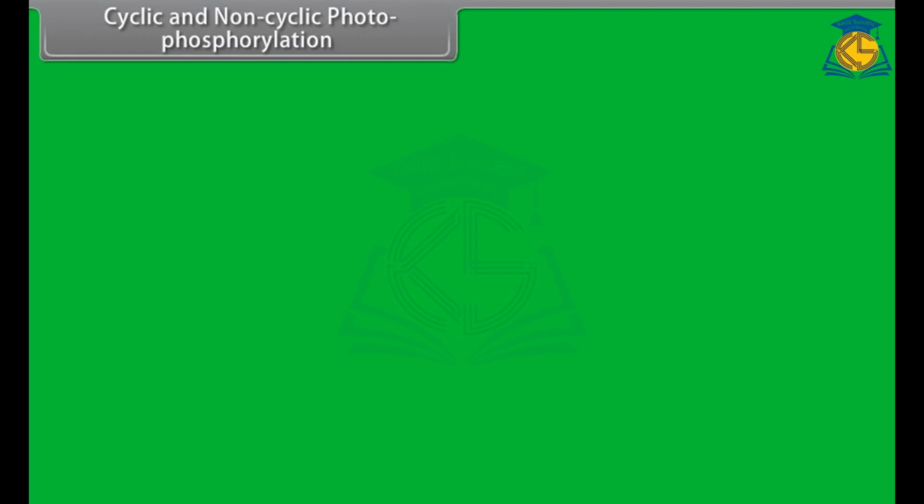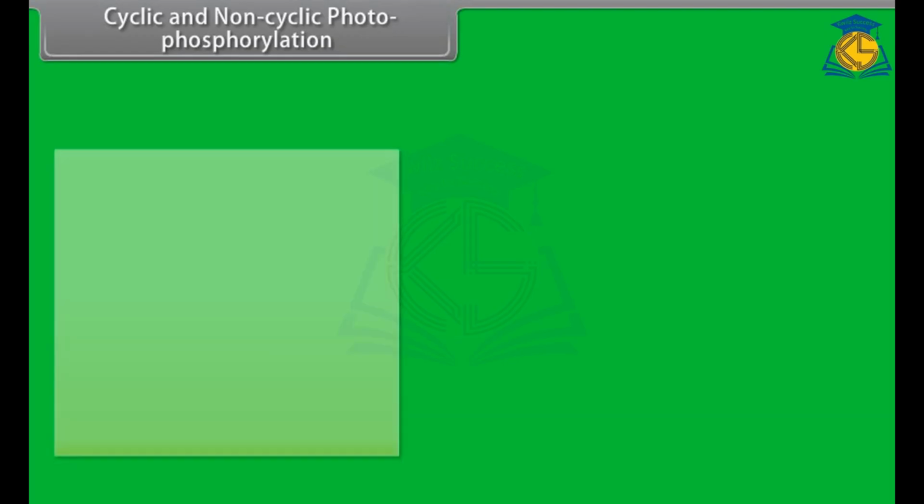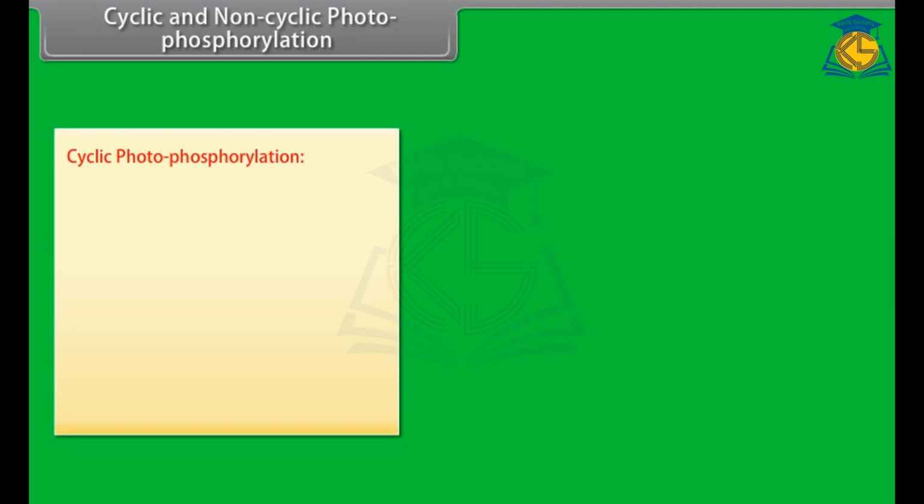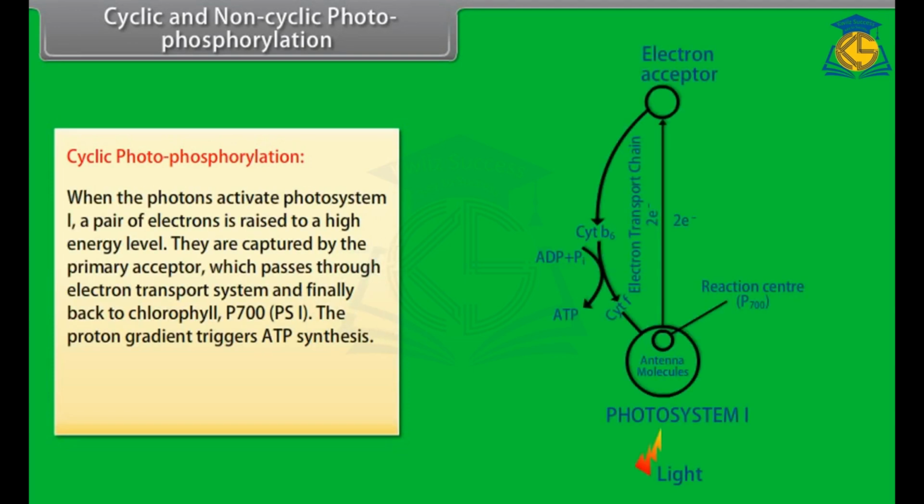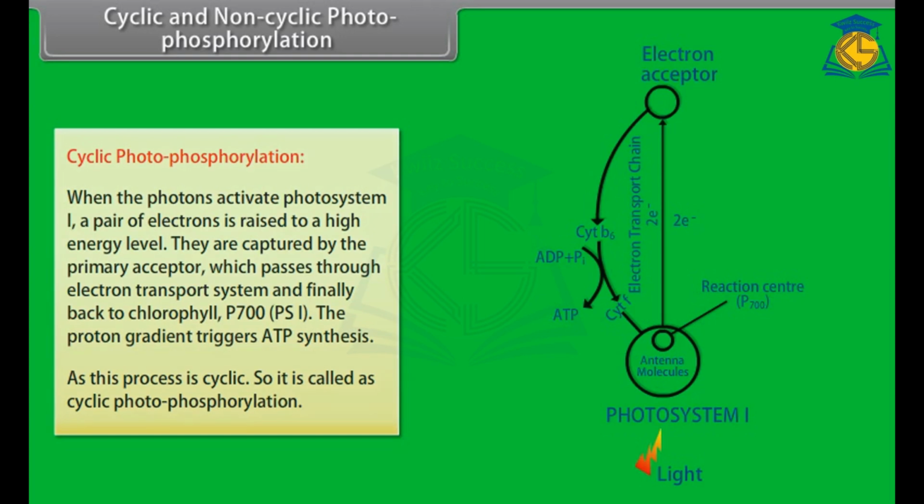Cyclic and non-cyclic photophosphorylation. Cyclic photophosphorylation: when the photons activate photosystem 1, a pair of electrons is raised to a high energy level. They are captured by the primary acceptor, which passes them through the electron transport system and finally back to chlorophyll P700 or PS1. The proton gradient triggers ATP synthesis. As this process is cyclic, it is called cyclic photophosphorylation.